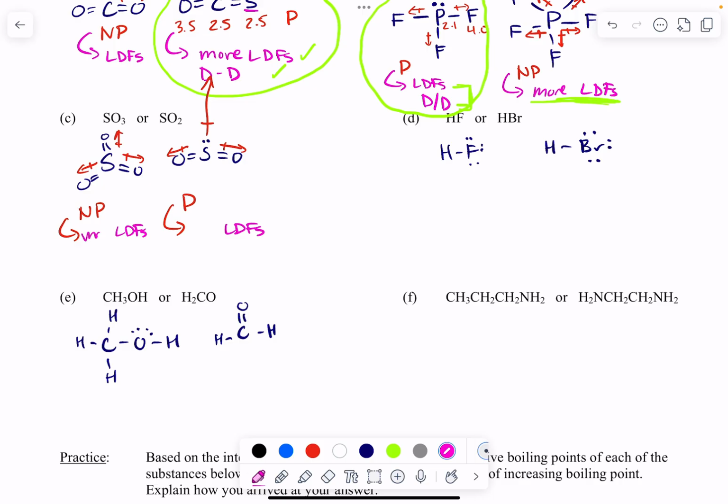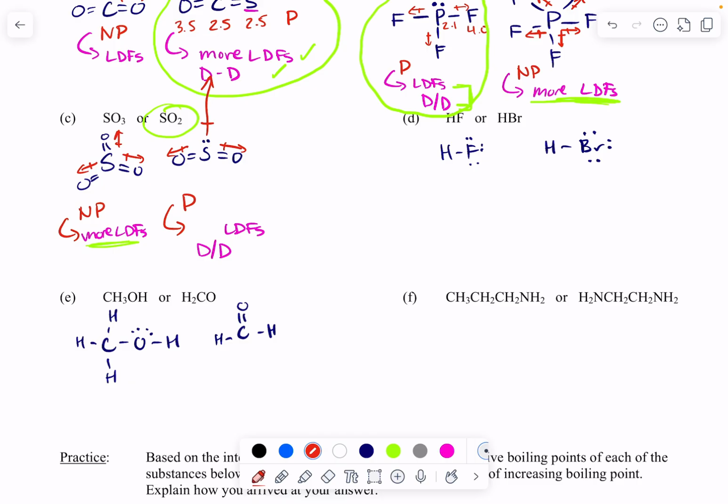SO3 has more LDFs due to having more total electrons, but SO2 is also going to have dipole-dipole. Similar to the last one, our prediction would be that SO2 has the greater intermolecular forces. However, if data was to prove otherwise, we would then know that it must be due to the LDFs of SO3. But our prediction is still SO2.